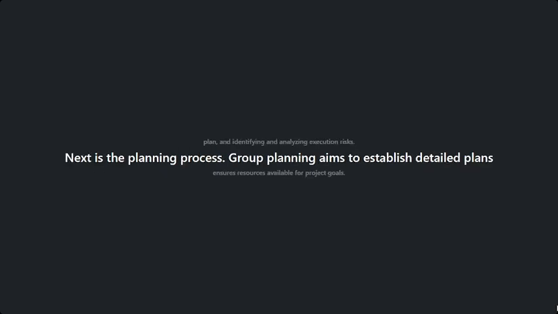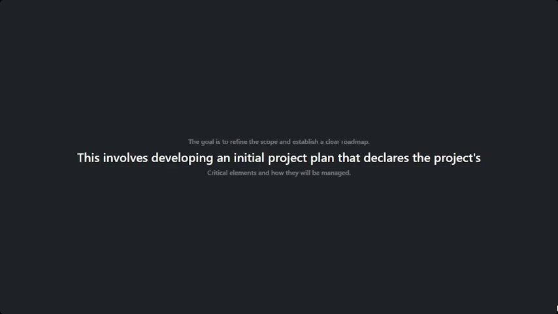Next is the planning process group. Planning aims to establish detailed plans to ensure the necessary resources are available to achieve the project's main objective within budget and on time. It also plans communications and procurement. The goal is to refine the scope and establish a clear roadmap. This involves developing an initial project plan that declares the project's critical elements and how they will be managed.